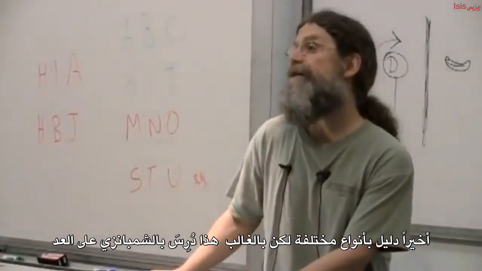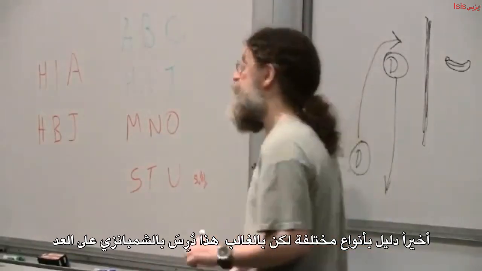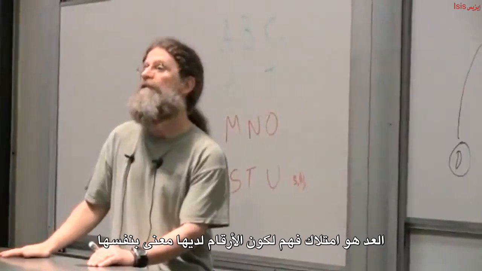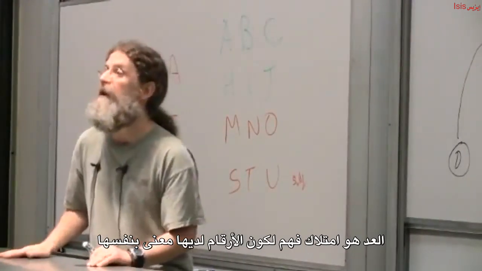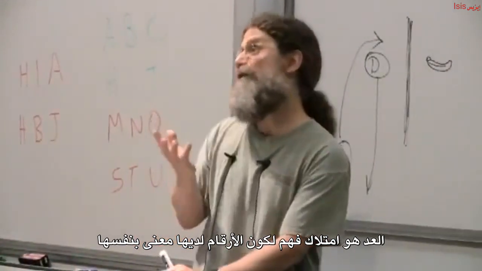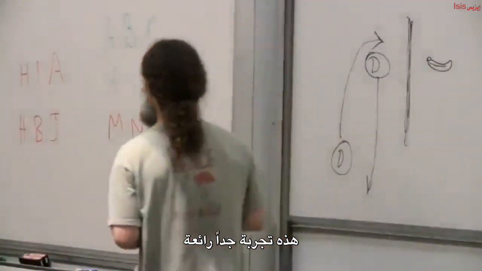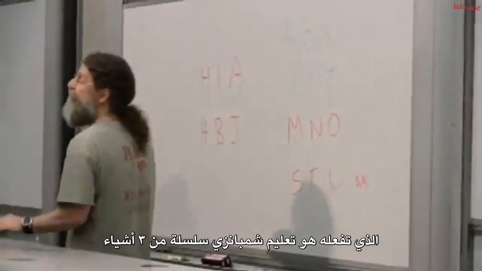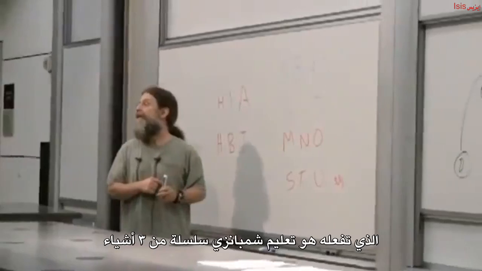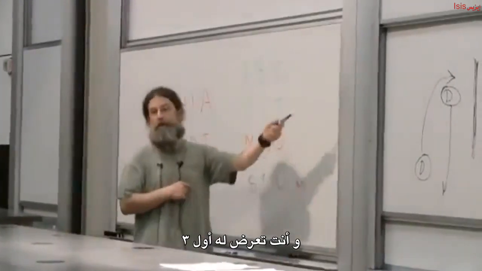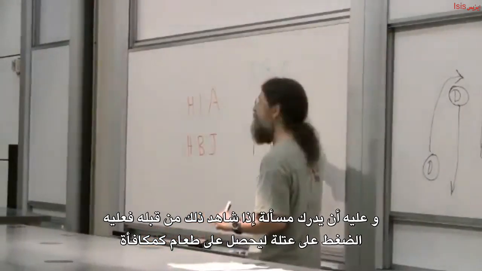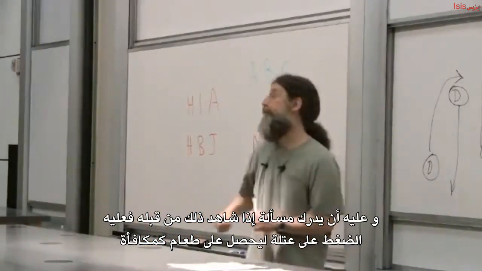Finally, some evidence in various species, but predominantly studied in chimps, of numerosity. Numerosity as in having a sense of numbers having meaning in and of themselves. This is totally cool, this experiment. Okay, what you do is you teach a chimp a series of 3 objects. And you show them the first 3, and they need to recognize that if I've seen this one before, I press a lever, I get a food reward.